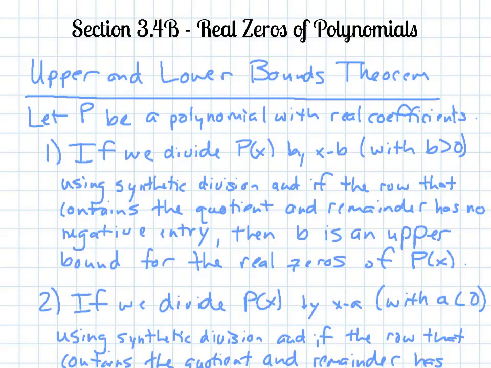Today's lesson, section 3.4b, we'll be talking about the upper and lower bounds theorem. For the upper and lower bounds theorem, let P be a polynomial with real coefficients. Let's say we divide P of x by x minus b, a binomial, with b being greater than 0, using synthetic division. If the row that contains the coefficient and remainder has no negative entries, then b is an upper bound for the real zeros of P of x.